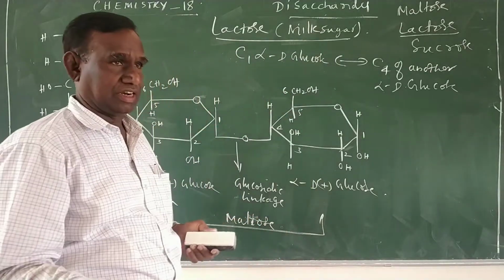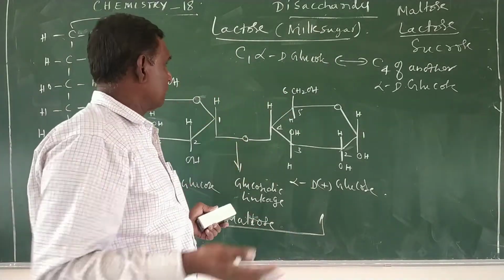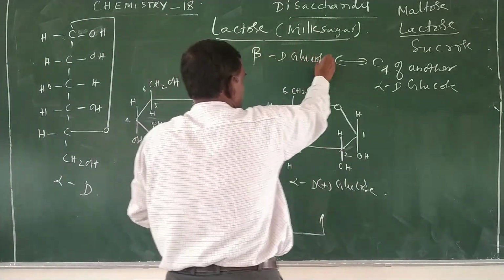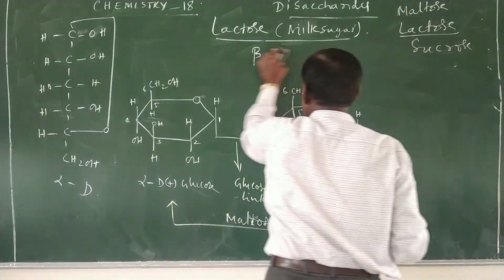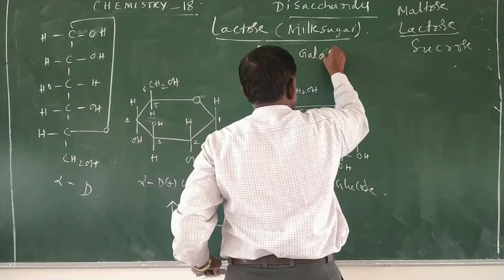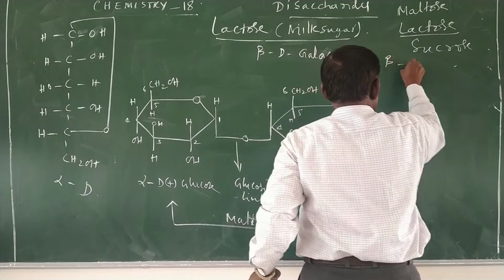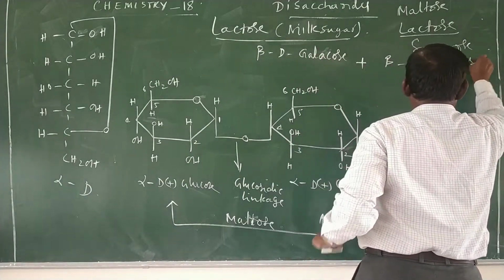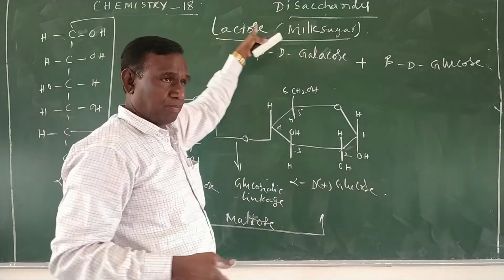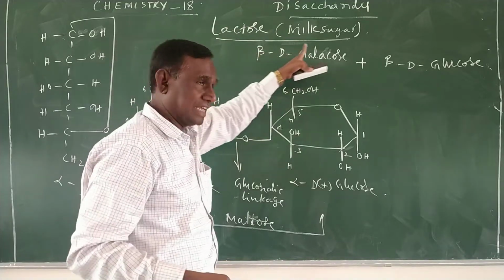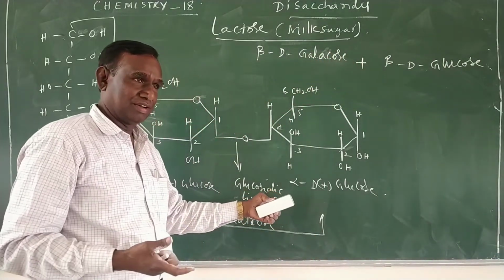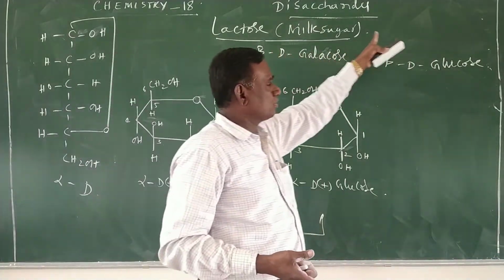It is a reducing disaccharide, and it is obtained by the combination of one beta D glucose with beta D galactose. Here beta D galactose plus beta D glucose. Lactose is a milk sugar made up of two monosaccharides. One is beta D galactose, another one is beta D glucose. Both are beta, while in maltose both are alpha.